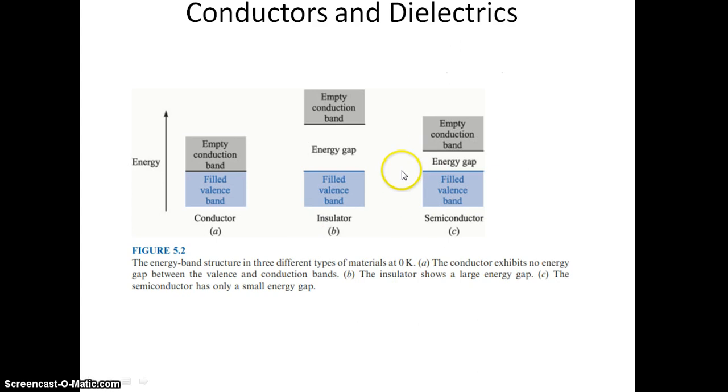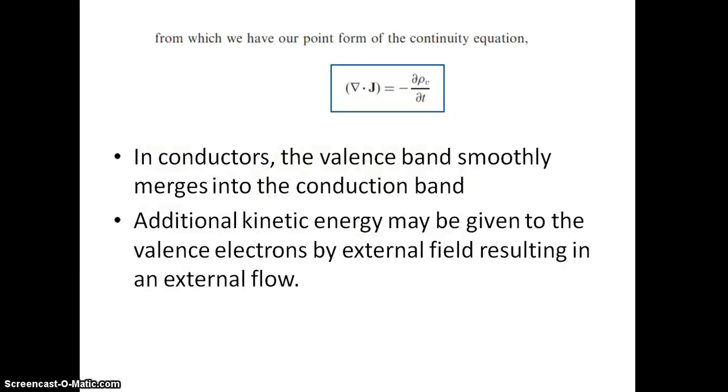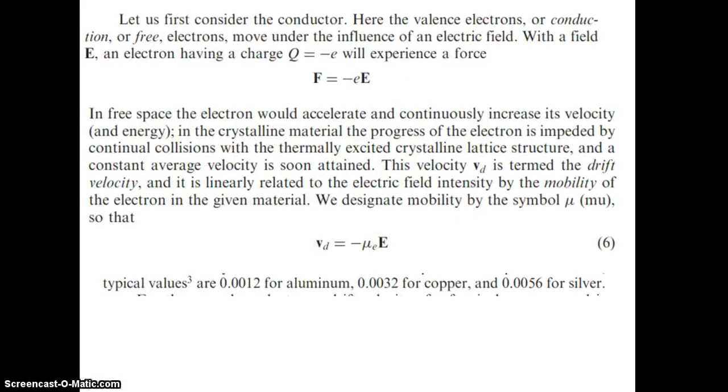In the semiconductor, there is some minimum energy gap between the valence band and the conduction band. This is how the energy band structure looks for the three materials: conductor, insulator and semiconductor. In case of conductors, the valence band smoothly merges into the conduction band, so additional kinetic energy may be given to the valence electrons by an external field, resulting in a flow of electrons.